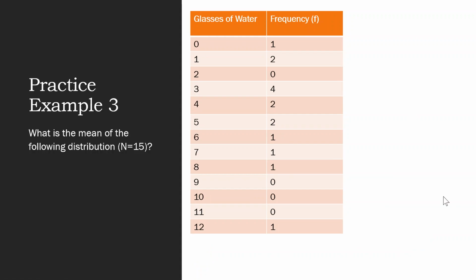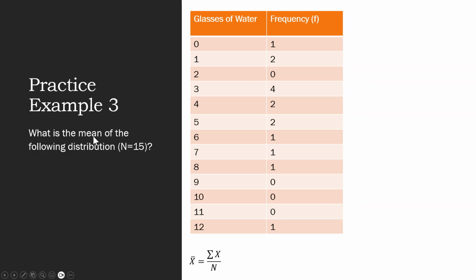Now I'm going to look at the glasses of water individuals drank in a week. Well, it doesn't say in a week, so I don't want to assume that. So this is just glasses of water. This is the frequency of our observations here. And I have 15 observations. And I want to calculate the mean.